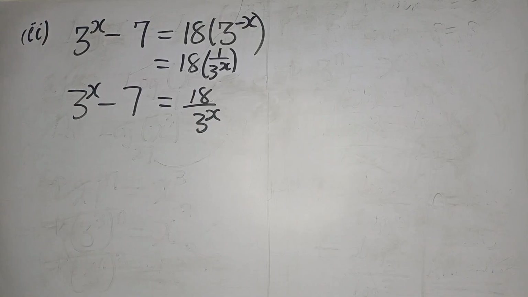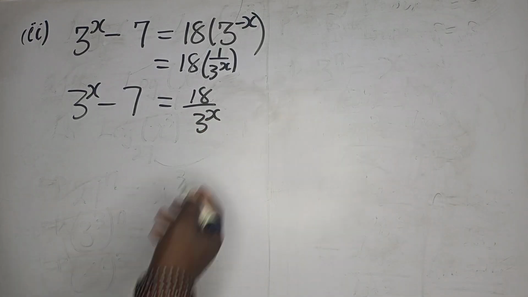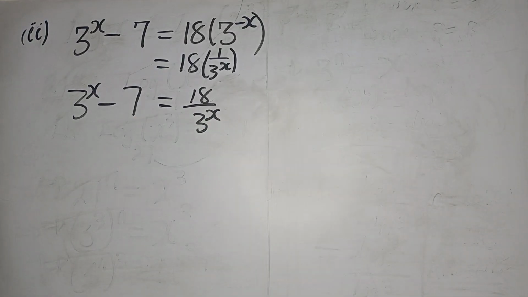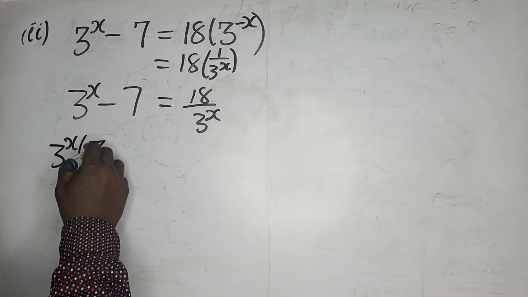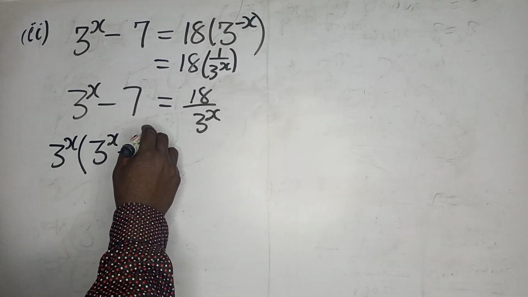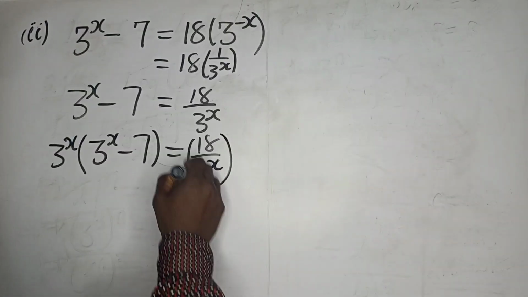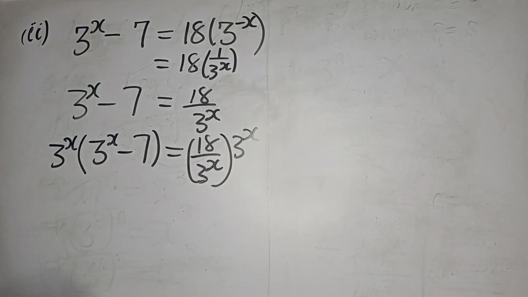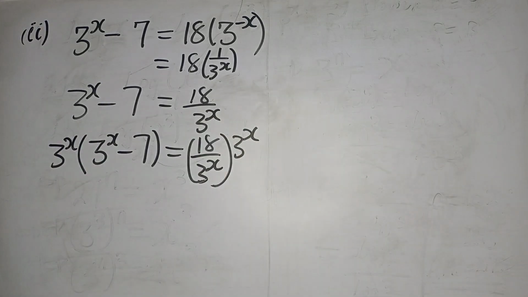All right, so now, if we multiply all through by 3 to the power x, our aim is to do away with this fraction. We multiply all through by 3 to the power x. We have 3 to the power x into 3 to the power x minus 7 is equal to 18 all over 3 to the power x multiplied by 3 to the power x. We'll multiply the left hand side by 3 to the power x, right hand side by 3 to the power x. So you see 3 to the power x here cancels.